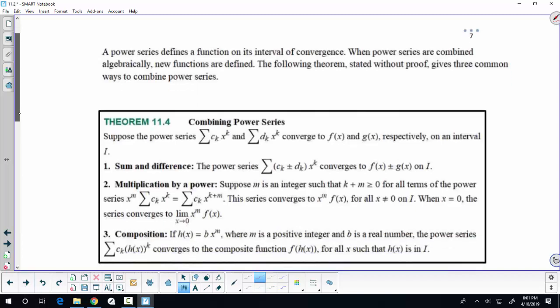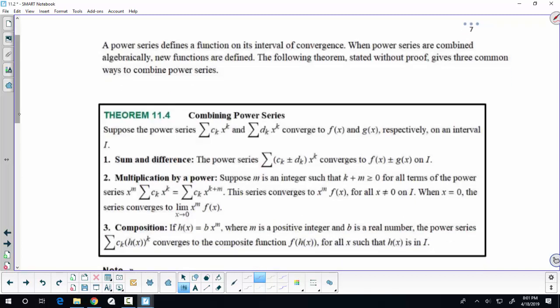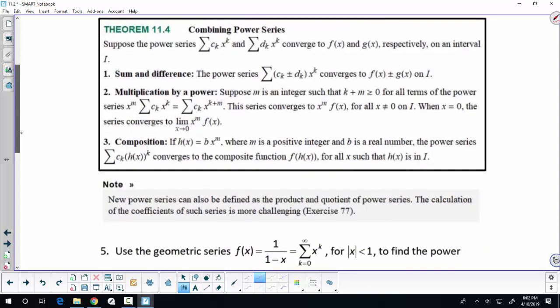So just to point out what the following theorem was going to say. A power series defines a function on its interval of convergence, and we can combine power series. So when they're combined algebraically, new functions are defined. Just like when we add two functions of x, you get another function of x. You multiply two functions of x, you get a new function of x. The following theorem, stated without proof, gives us ways to combine power series to obtain a new power series or new function by using particular operations with two power series, or more than two.